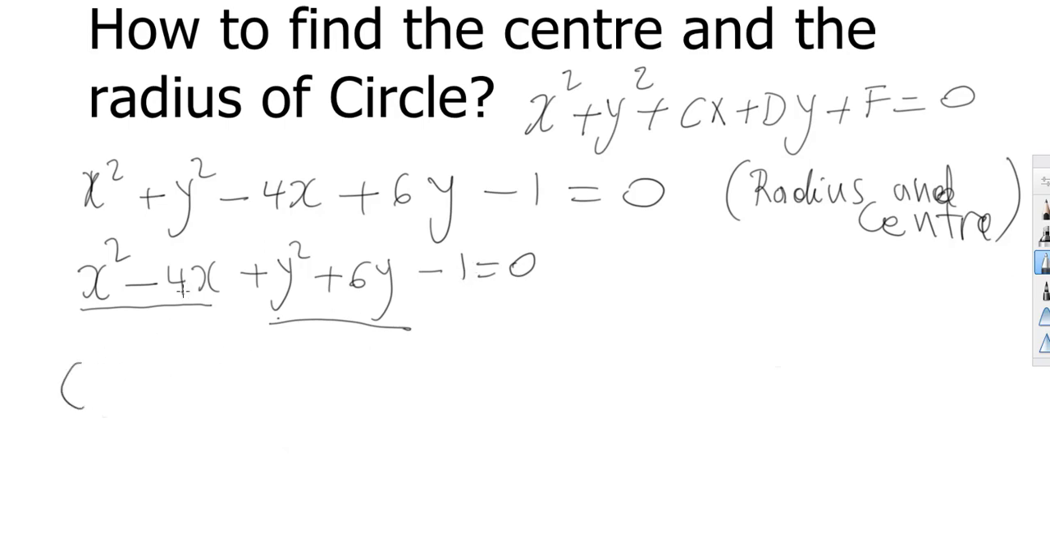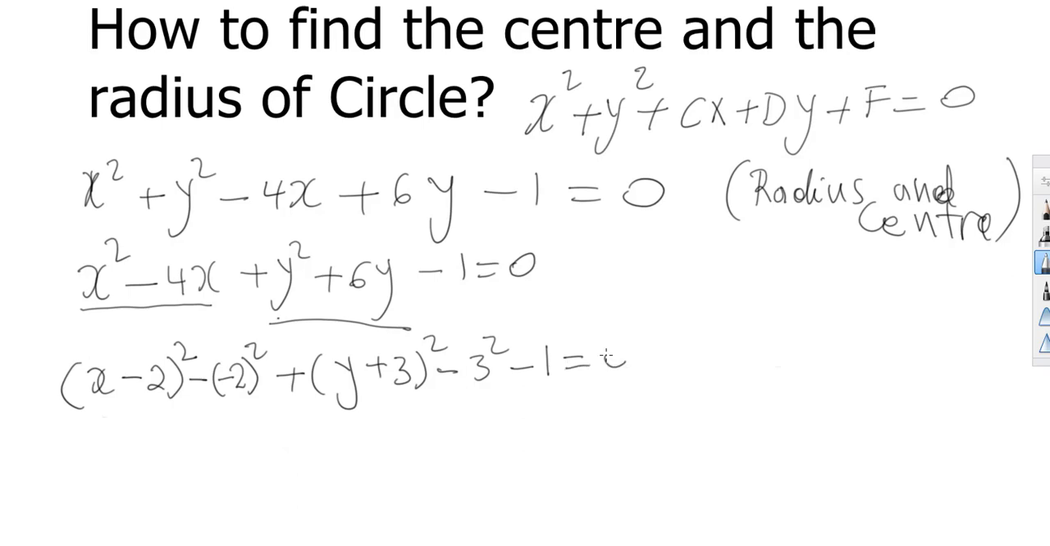We say x minus 4 divided by 2 is minus 2 all squared. Then we take minus the 2 squared, okay? Then here we go, y, we divide 6 by 2 is 3 all squared. Then we say minus, we take the 3 all squared, and here will be minus, okay? Then we have a minus 1 equal to 0. Therefore we have x minus 2 all squared plus y plus 3 all squared.